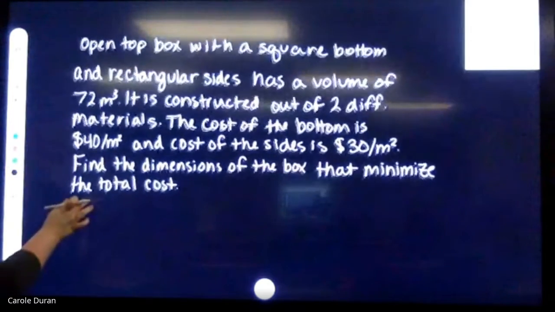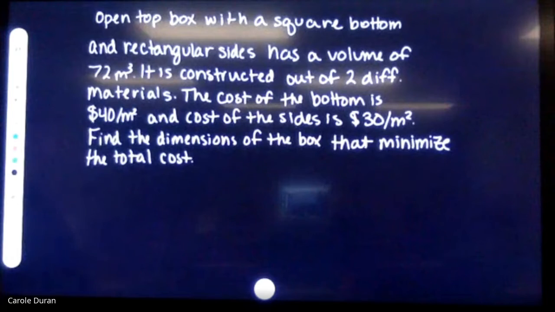An open top box with a square bottom and rectangular sides has a volume of 72 meters cubed. It is constructed out of two different materials. The cost of the bottom is $40 per meter squared, and the cost of the sides is $30 per meter squared. Find the dimensions of the box that minimize the total cost.